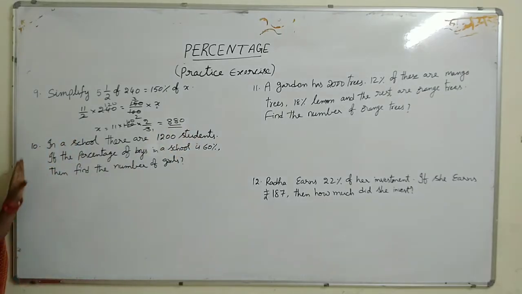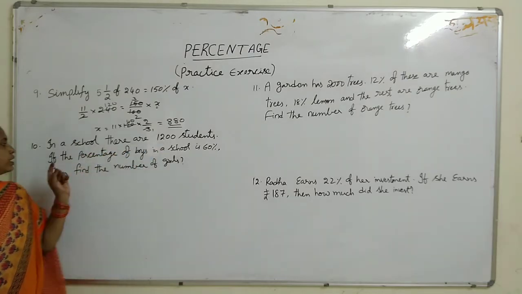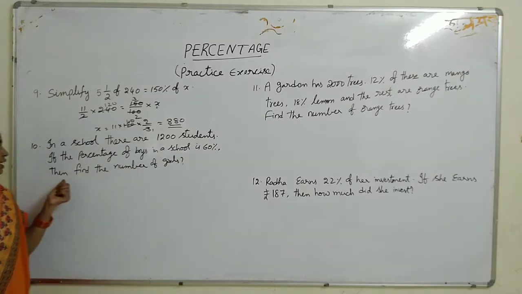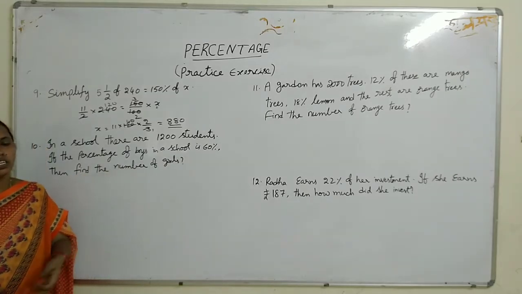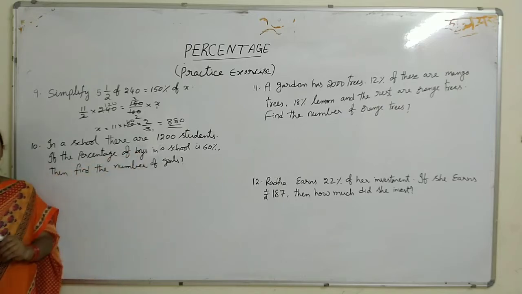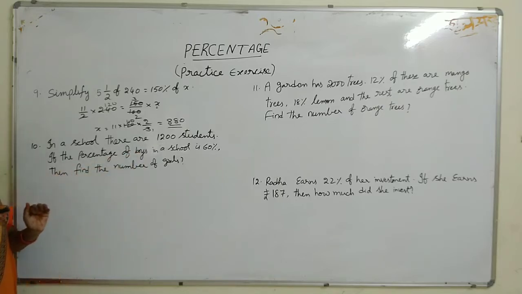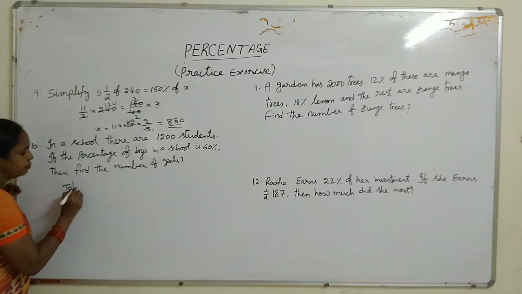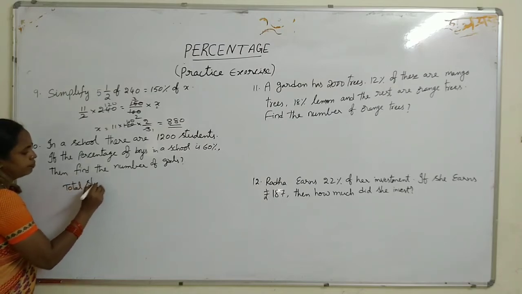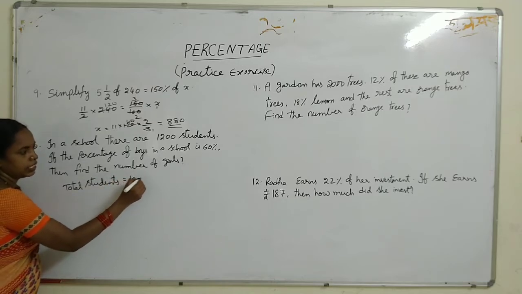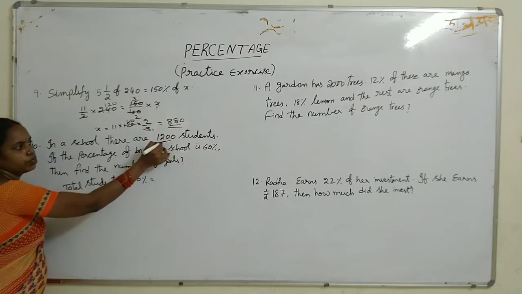Next, question number 10. In a school, there are 1200 students. If the percentage of boys in the school is 60%, then find the number of girls. So in this question, the total number of students is 1200. The total number is equal to 100%. That is, total students in percentage is 100%, and the value according to the question is 1200.